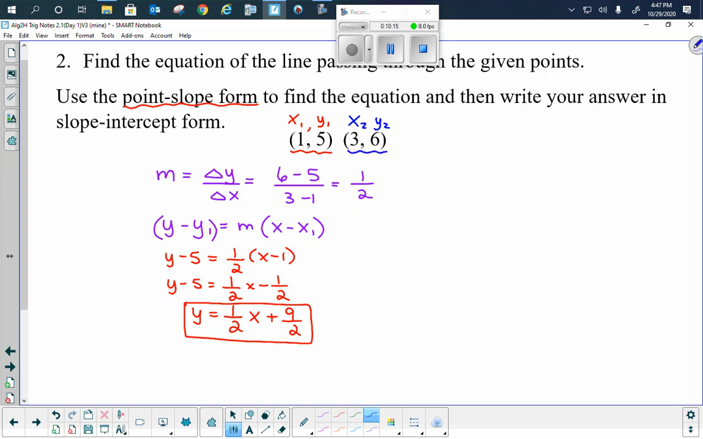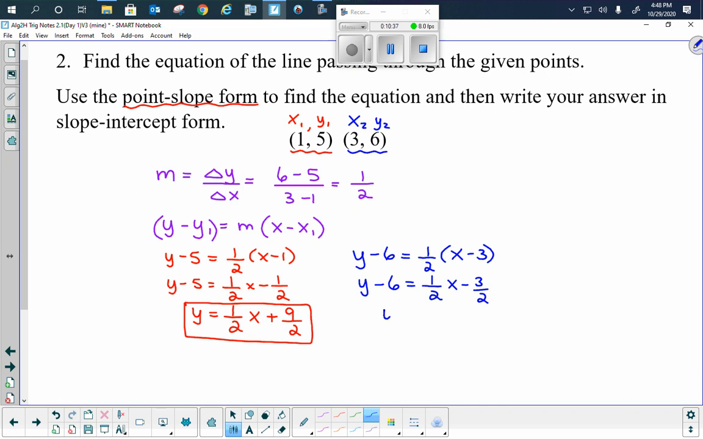Now just in case you're wondering, let's go ahead and do it. What if I had used this point? You might be wondering, well, is that going to give me something different? Well, that form would then be y minus 6 equals still the slope of 1/2 times x minus 3. So just to prove to you that it's going to work the same, let's go ahead and distribute the 1/2 to get 1/2 x minus 3 halves.